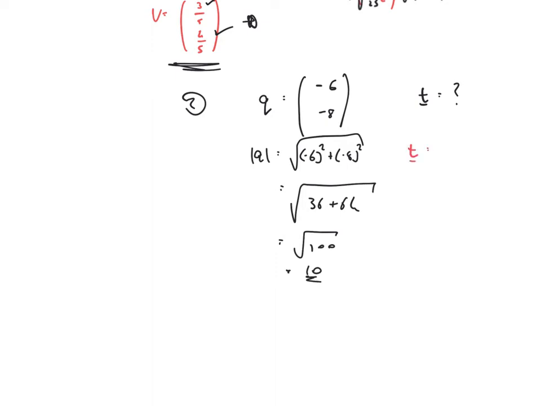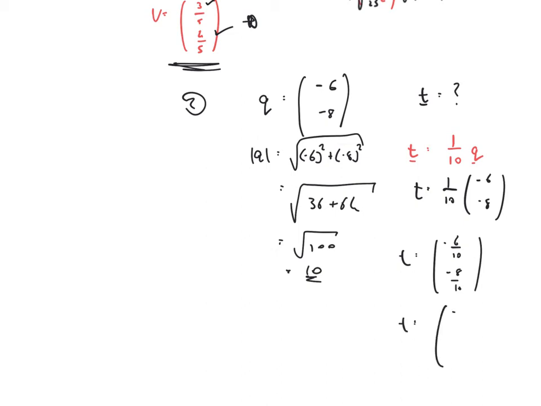That means that the vector T then is 1/10 of the vector Q. Okay, so that's going to be 1/10 of, well, what's the vector Q? It's minus 6, minus 8. So let's put that in then. So that's going to be minus 6/10, minus 8/10. But I would absolutely simplify that down to minus 3/5, minus 4/5, and that is the final answer.